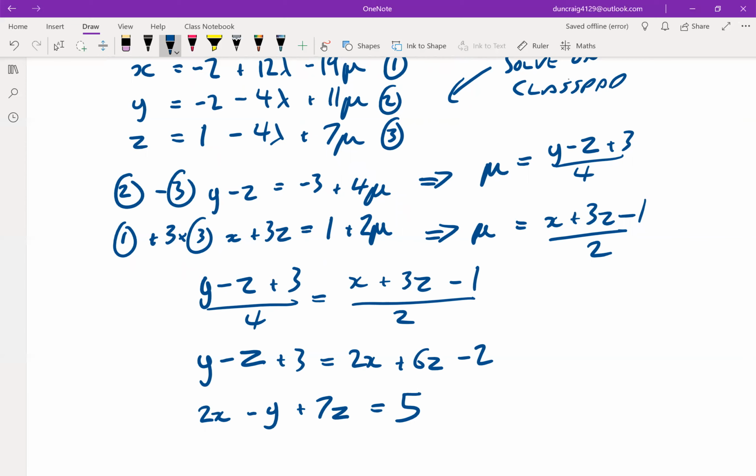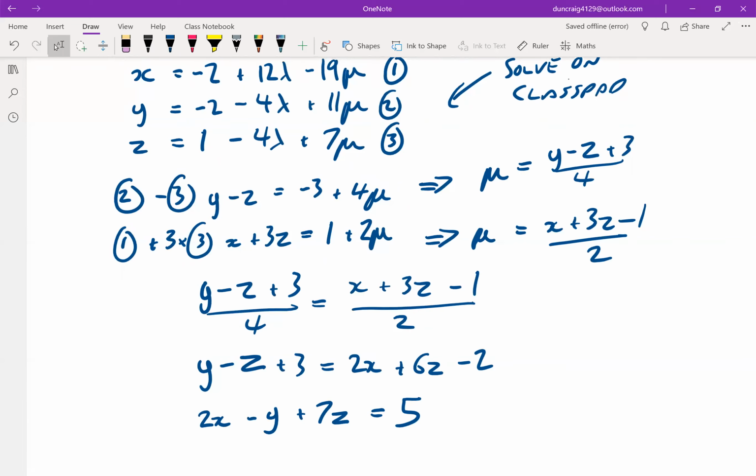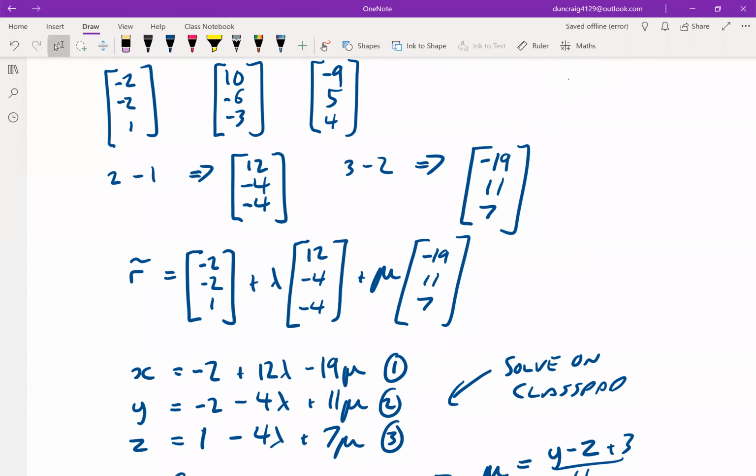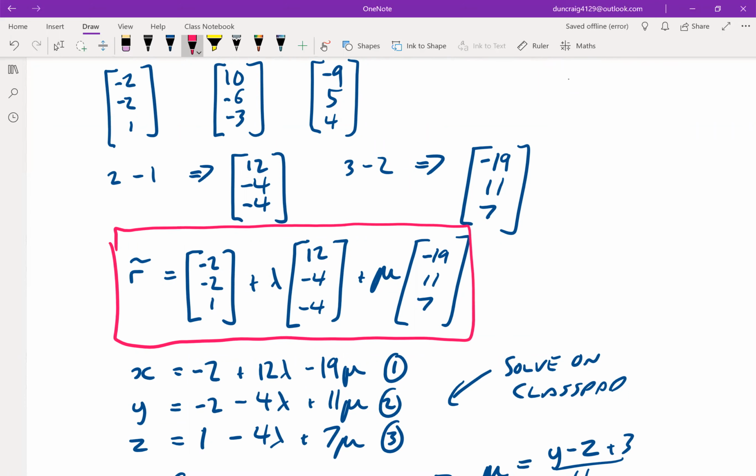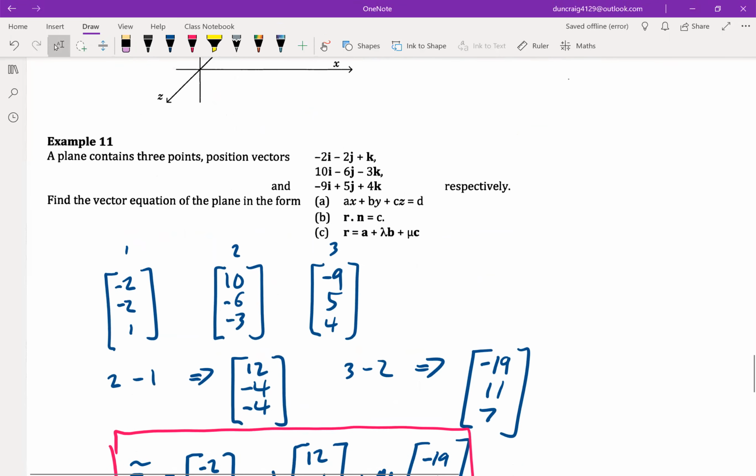z is equal to 5. Okay, so the equation of a plane is a linear amount of x, y, z, and it's equal to a particular value like that there. So that's one of the solutions there. This was one of the other ones as well. And yeah, so that's one way of doing it.